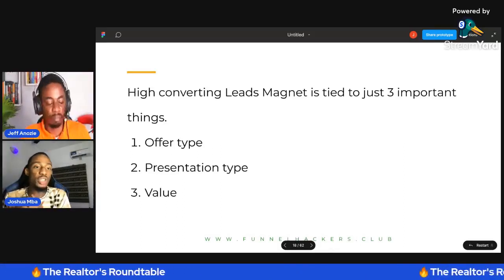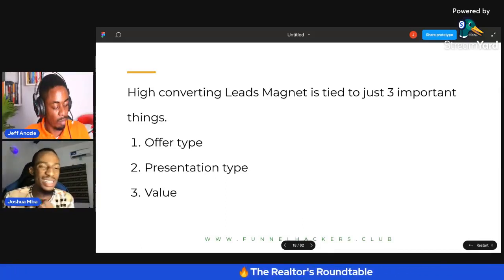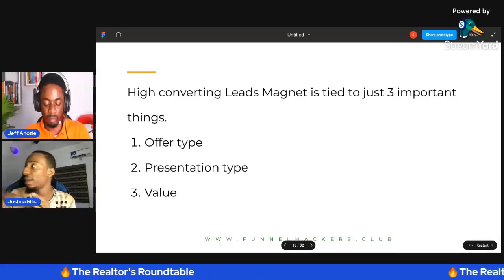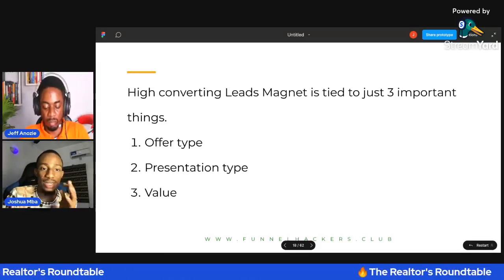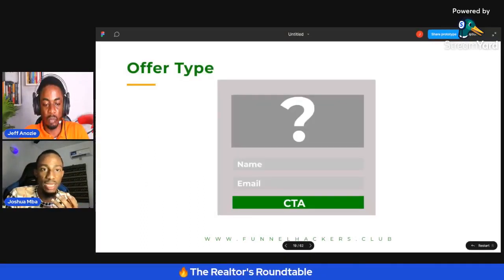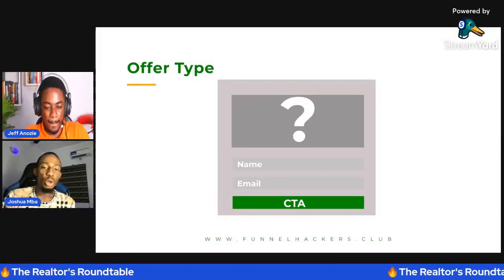I can then decide to give you an offer. Lead magnets can come as an offer, as a presentation, or as instant value. I'm going to explain these three things right now. It can come as an offer, a presentation, or a value. Let's talk about the offer type first. An offer is where you give people, your audience, something.